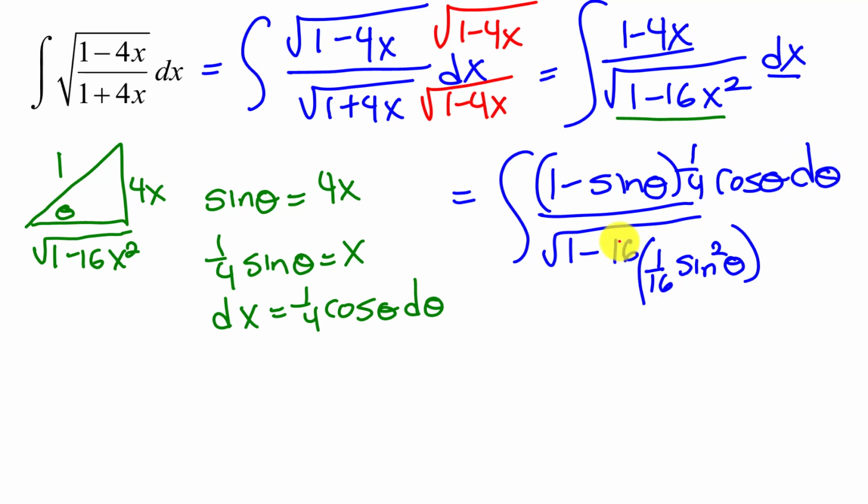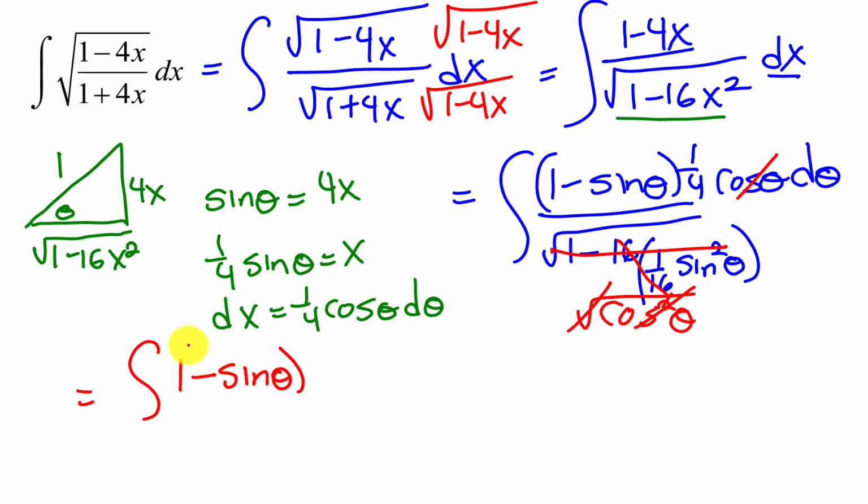Okay, let's see what we could do to simplify. The 16 and the 1/16 will cancel. I have 1 minus sine squared theta, which is cosine squared theta, but it's underneath the square root. And the square and the square root will cancel and leave me a cosine theta, which will cancel with the cosine theta above. So let's go down and rewrite what we have. We have the integral of 1 minus sine theta. It looks like I've still got this 1/4 right here, so I'm going to put that out in front. d theta. Everything else canceled.